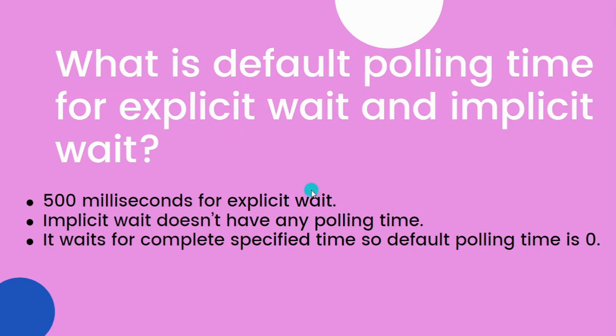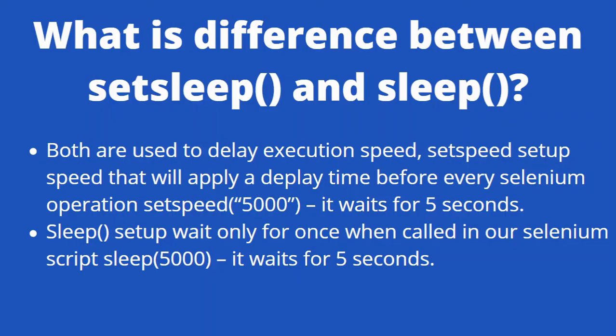So that means for the explicit wait, for every 500 milliseconds, it will go and check if the condition is met or not. But for the implicit wait, we don't have any condition in the implicit wait first. So that is why it doesn't have any polling time, and it will wait completely for the time which we have defined. And next we have, what is the difference between setSpeed and sleep. So this is also one of the most asked questions.